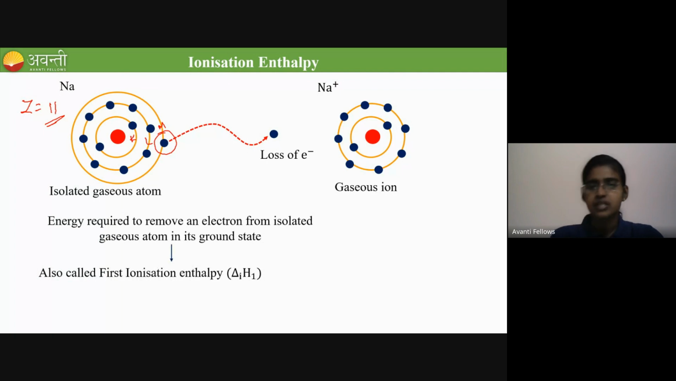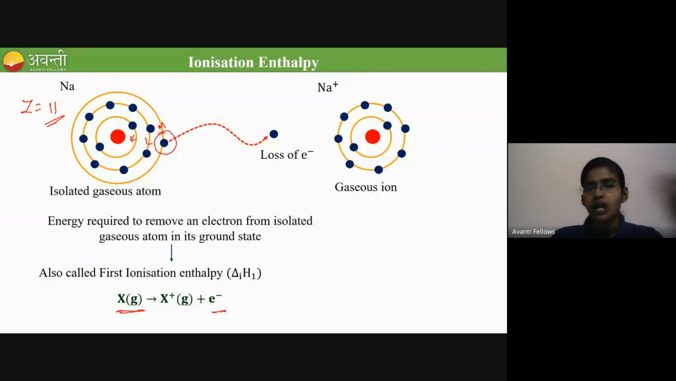And it is represented by the symbol delta Hi1. Delta H means change in enthalpy. Since it is ionization enthalpy, we are putting I there. And since we are removing the first electron, it is represented by delta Hi1. Mathematically, this process is represented like this. Now this X is the gaseous atom, any isolated gaseous atom. From this atom X, I am removing one electron and that atom is becoming X plus.